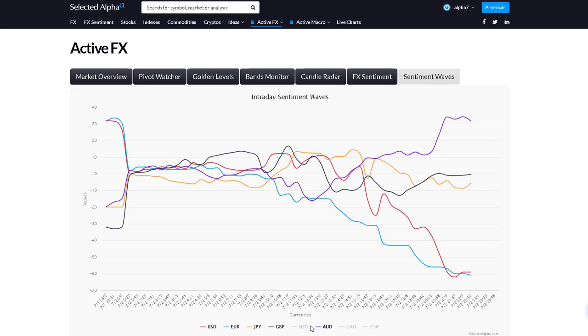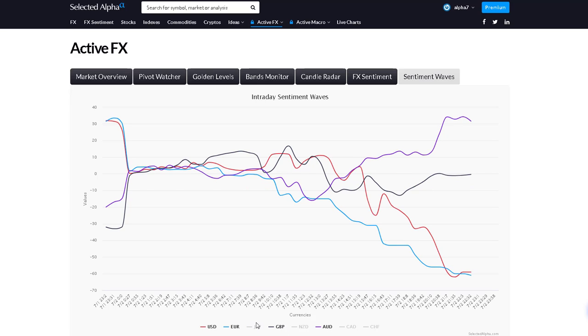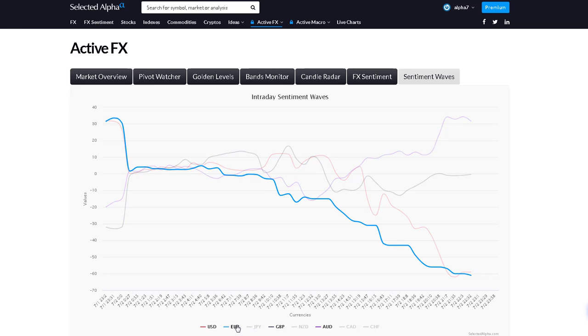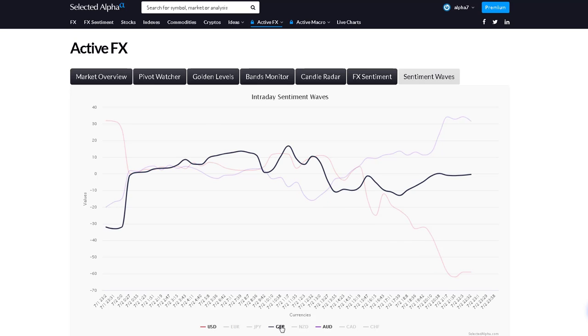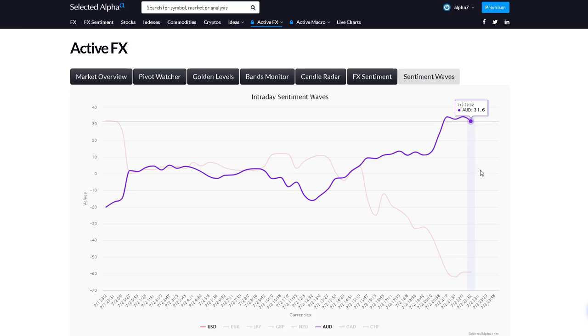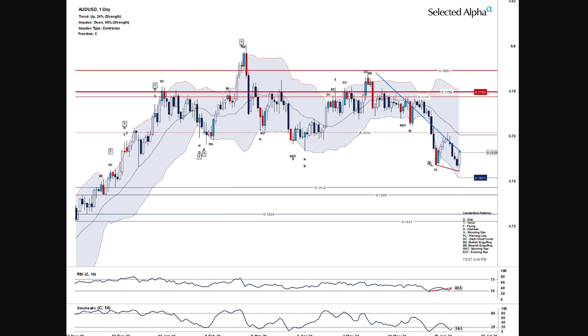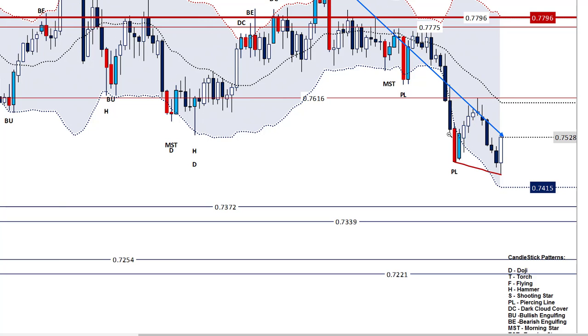You can toggle currency waves visibility by clicking currency names at the bottom of this chart. In this way you can compare the sentiment waves affecting any of the currency pairs. For example, let's keep only Australian and US dollar sentiment waves, to see how intraday sentiment affects the Australian to US dollar currency pair. As you can see, the pair is rising sharply in strong sentiment divergence.